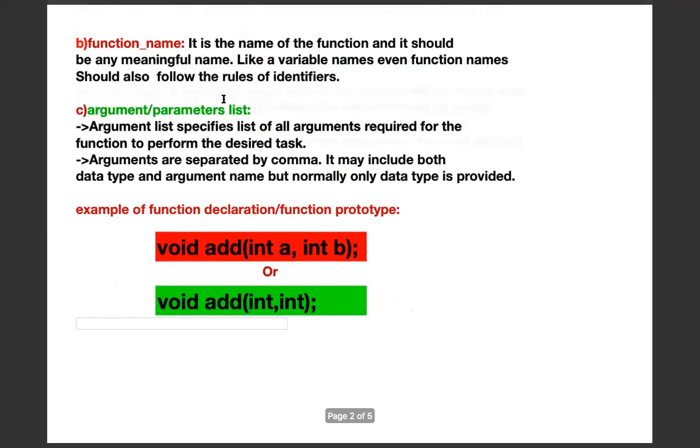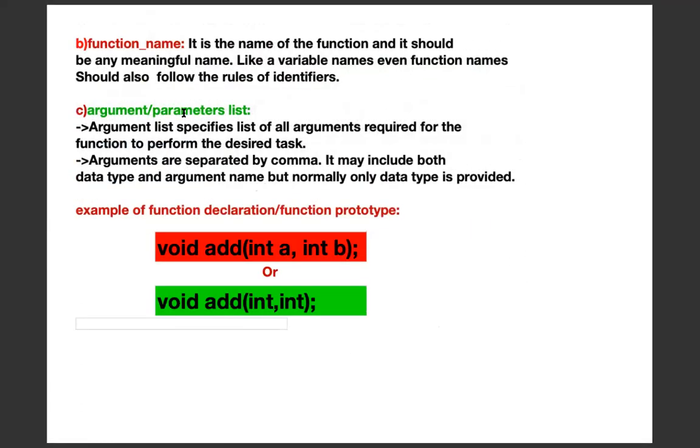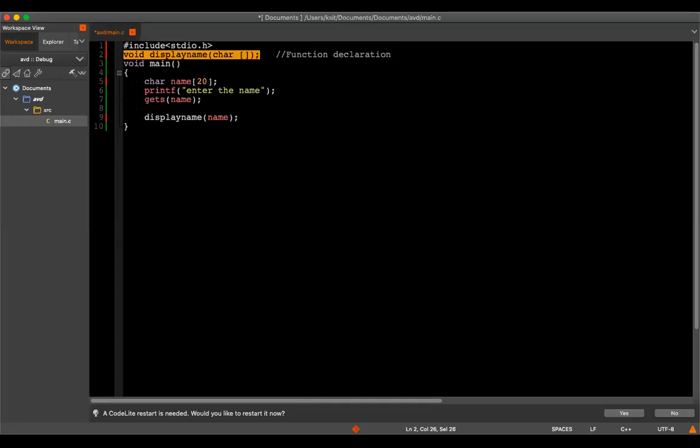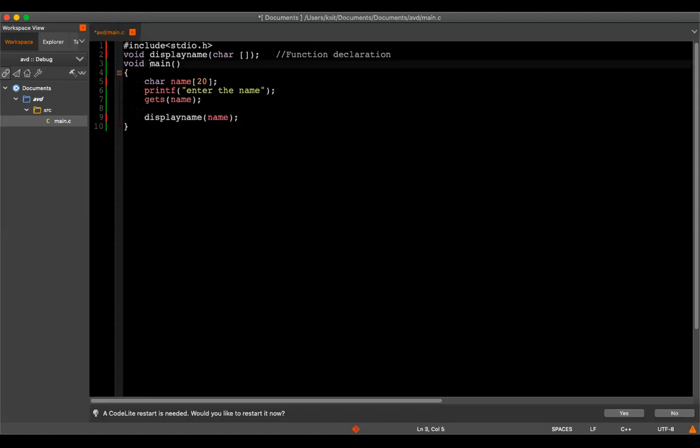Before you see function definition, let us go back and see what a function call is. Okay. So what is a function call? When you come to this particular program, what we have written to display the name, here you can see this is the function call. That means you have called a function to perform a certain task. Who is calling the function? The function is being called by main.